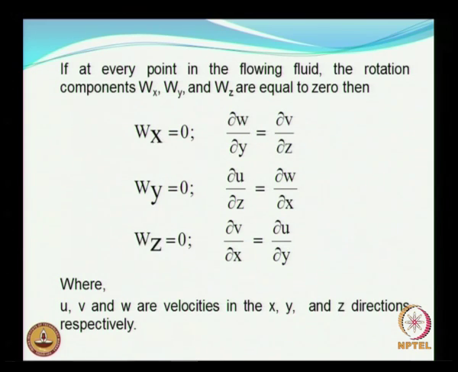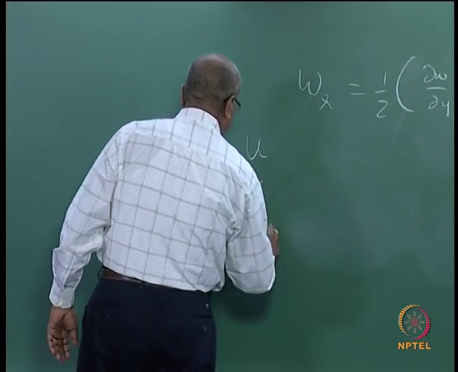So when you have the particle motion, or the velocities of a particle in a fluid moving in the x direction and y direction, you have u, v and w.